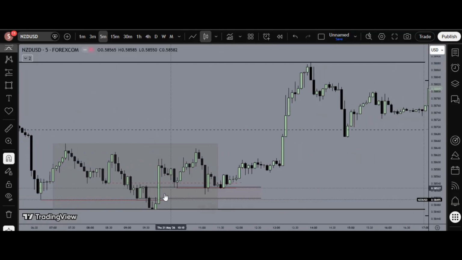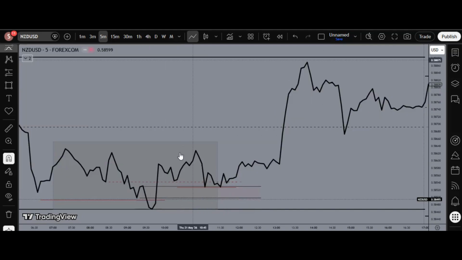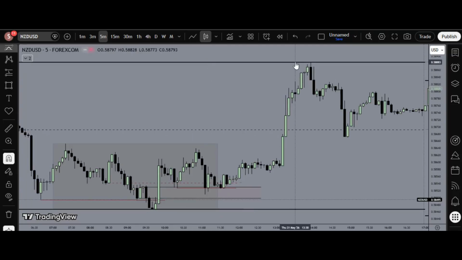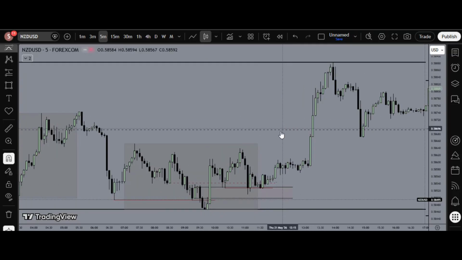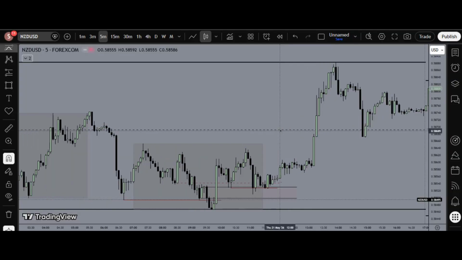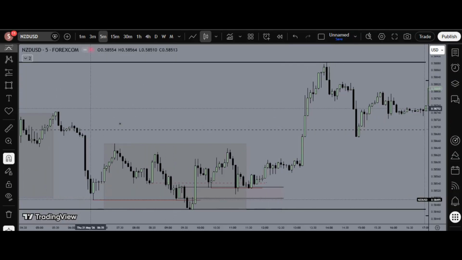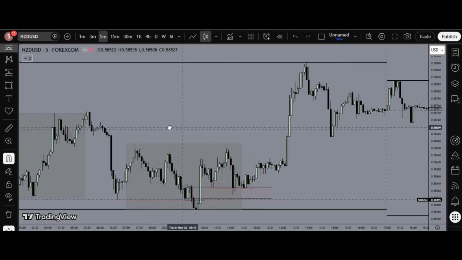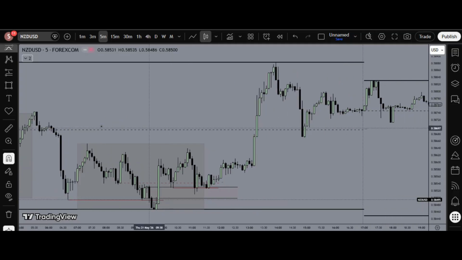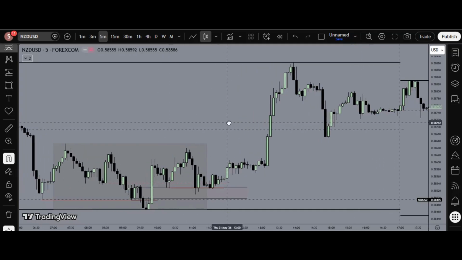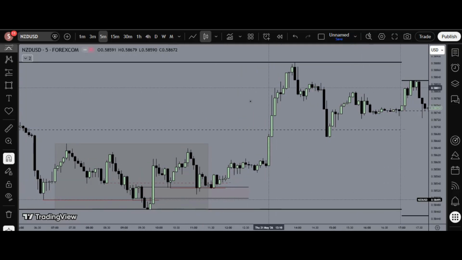After that, what happened? After taking this liquidity on our breaker block, look at this is our breaker. Change to line chart. Look at the move. So now this NZD is always a night pair. I call them midnight pairs, so I don't like trading them anyway. So look at the move after taking liquidity.